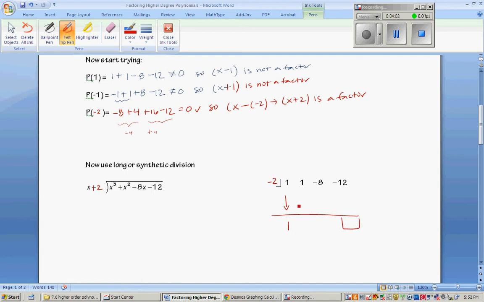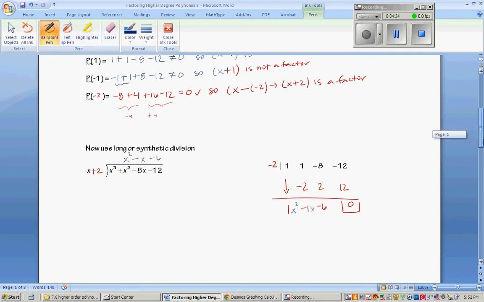Negative 2 times 1 is negative 2. Add. Negative 2 times negative 1 is positive 2. Add. Negative 2 times negative 6 is positive 12. Add. The remainder is 0, as it should be. If it's not, you either made a mistake or you really don't have one of the factors. So this is x squared minus x minus 6. And I'm going to put it up here. X squared minus x minus 6.